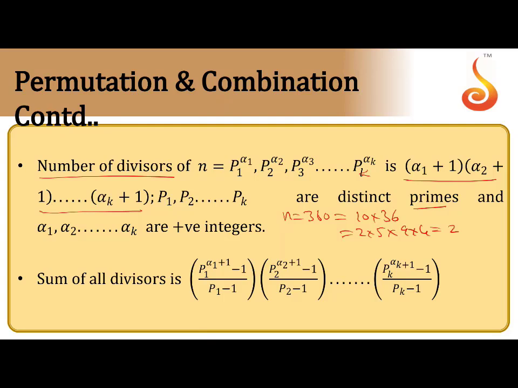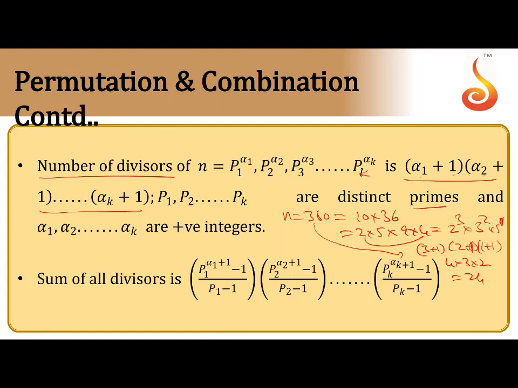So finally 2 into 4 is 8, it is 2 cube, 3 square into 5 power 1. So this is the way to factorize first. Later you can go for applying the formula. So what is the formula? Alpha 1 plus 1, alpha 2 plus 1 and so on, alpha k plus 1. Here alpha 1 is 3. The number of divisors means 3 plus 1 into 2 plus 1 into 1 plus 1. Number of divisors means 4 into 3 into 2, that means 24 divisors for n.